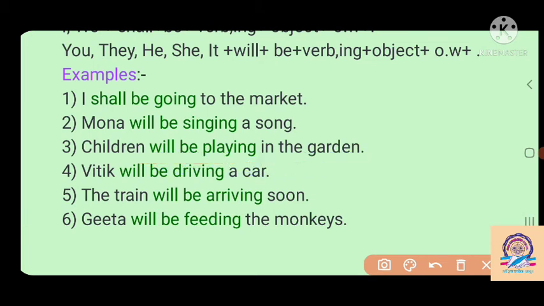Then Vitik is a singular noun, so with a singular noun we have to use will, then be, then drive changes into driving a car. And last, we have to keep the full stop. Then the train is a singular subject: the train will be arriving soon. So we keep will be, then arrive changes into arriving soon.